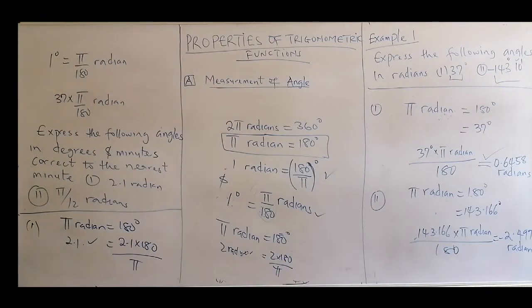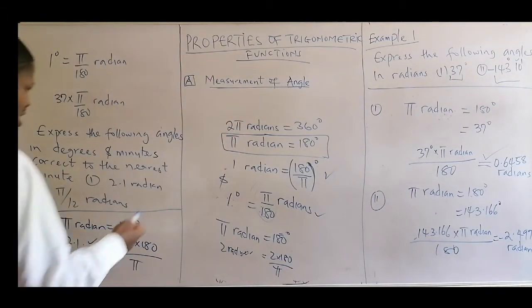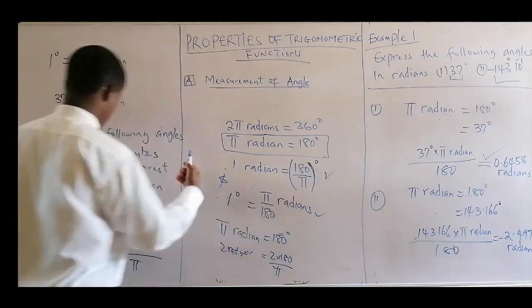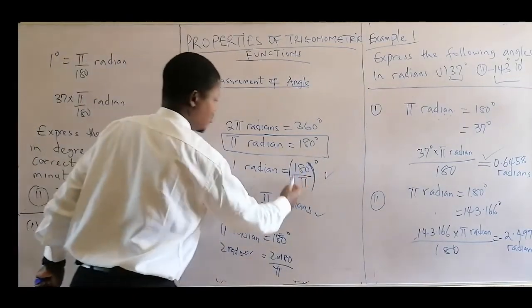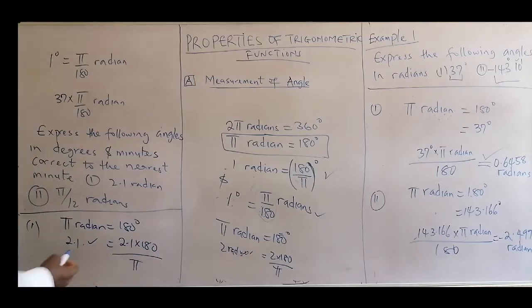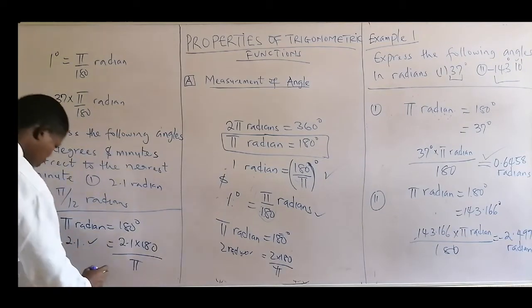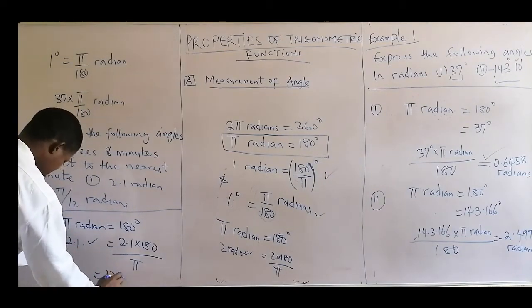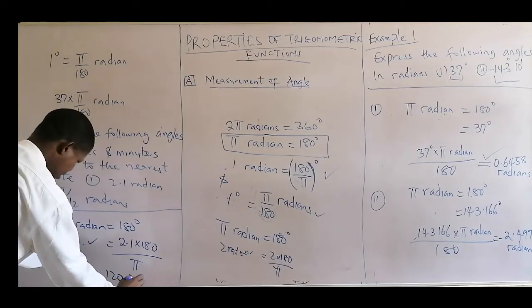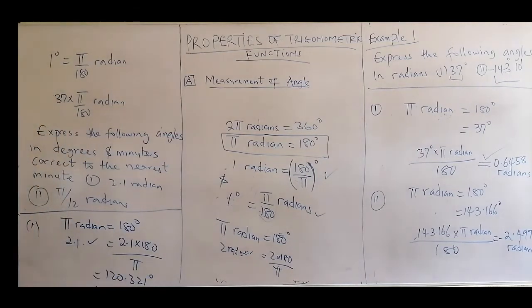So if 1 radian is equal to this, 2.1 radian will equal to what? This value times 2.1. If you punch your calculator, that would be 120.321 degree. So that's that on that aspect.